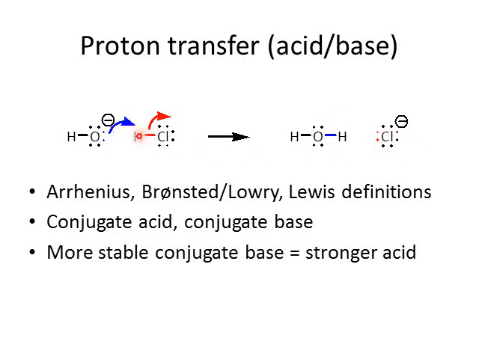A mechanism always shows all the electrons, includes things like pluses and minuses in this case, and shows curved arrows to show the movement of electrons. That's what a mechanism is.